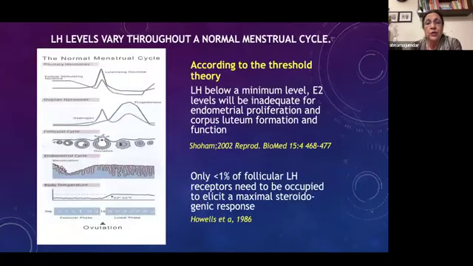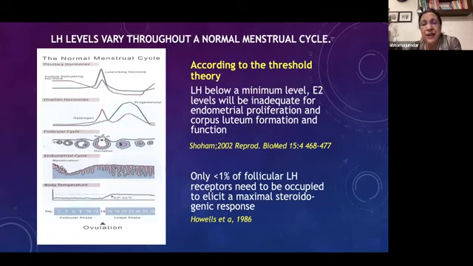Having said that, I also want you to know that LH levels vary throughout a normal menstrual cycle. And you have seen here that first FSH is high, LH is low, FSH comes down, then LH starts going up, peaks at ovulation, and then is maintained in the luteal phase for implantation. So if LH is below this level, estradiol levels will be inadequate for endometrial proliferation as well as steroidogenesis, and hence corpus luteum formation and its function.